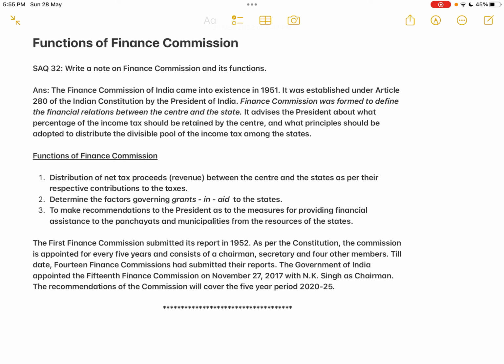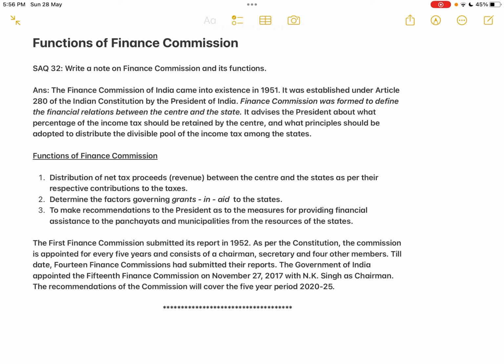Okay, then apart from that, the other functions of the Finance Commission are, first, distribution of net tax proceeds, that is the proceeds, meaning revenue, between the centre and the states as per their respective contribution to the taxes. So we have seen that there are certain taxes which are levied and collected but then distributed among the states, like the railway fares, tax revenue on newspapers, advertisement, etc. Isn't it? We have seen that. So how much percentage should be distributed between the different state governments, that advice is given by the Finance Commission to the President of India.